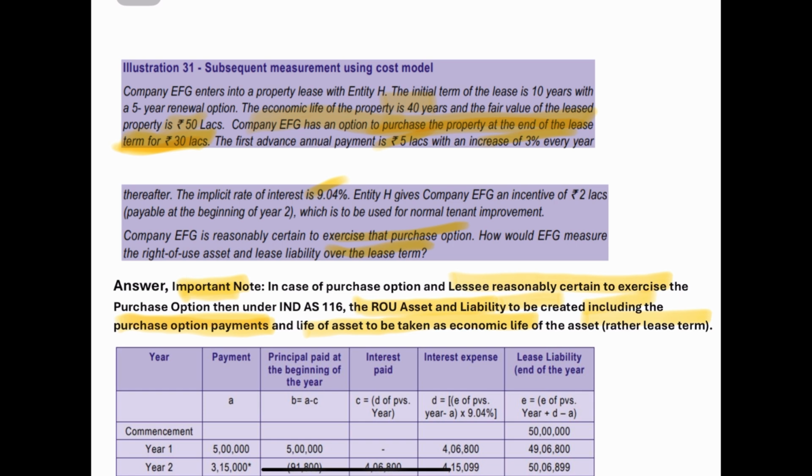And another important point is that depreciation needs to be calculated over the economic life and not the lease life. So in this example, the economic life is given as 40 years and the lease term is 10 years. Since at the end of 10 years the property will be purchased, the lessee can use that property for 40 years. That's the economic life. So the depreciation from the beginning needs to be calculated using the life of 40 years.